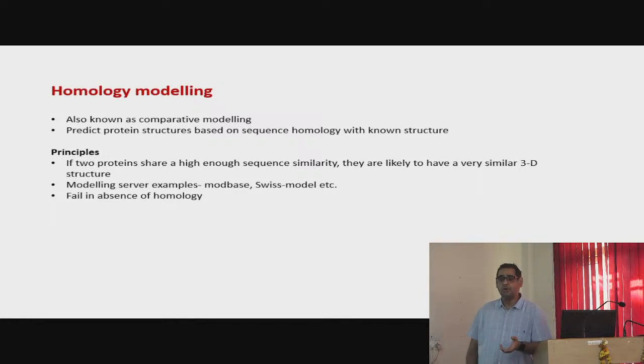Then if there is no homology, the modeling is not possible. So this is the limitation here, but the servers which you can use are Modbase, Swiss model, and Modeler also. So these are the servers, you can go through these servers. They are very simple, and this is the simplest way of understanding the simulation and modeling. I am not talking about simulation right now, but molecular modeling.